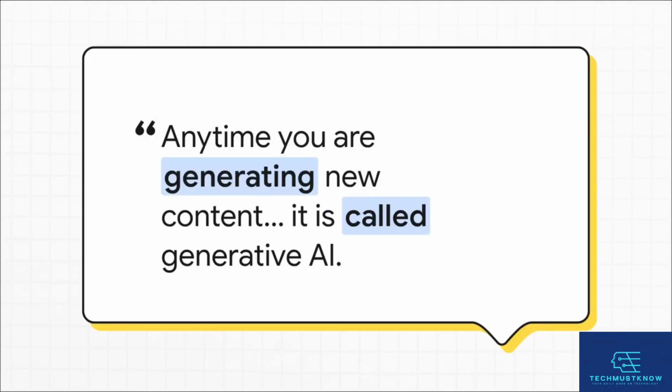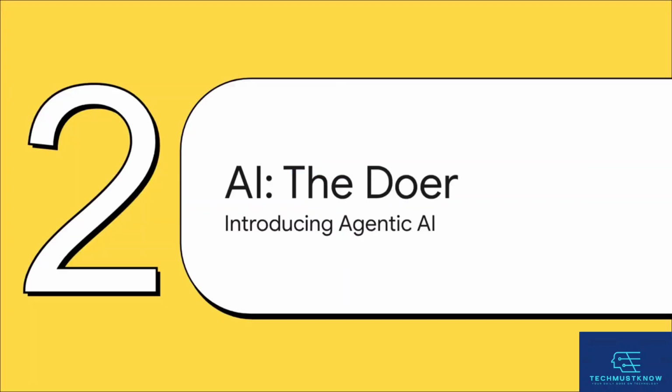So here's a simple rule of thumb. Anytime an AI is making new content for you, whether it's text, an image, or a video, that's generative AI. It is, pretty simply, the creator. Okay, now let's completely shift gears. If generative AI is the creator, then we need to talk about agentic AI. This is the doer. And it's a totally different kind of intelligence, one that's all about taking action.